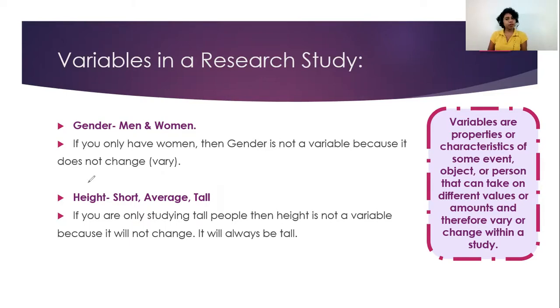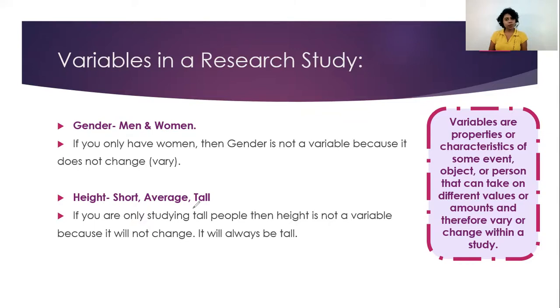Height can be a variable as well. Height can range from short to average to tall. Therefore, because the characteristic of height that a person has can change, we would say that height can be a variable in a research study. In this case, it can have at least 3 variations. This is a basic description of what variables are. We haven't gotten into the types of variables.